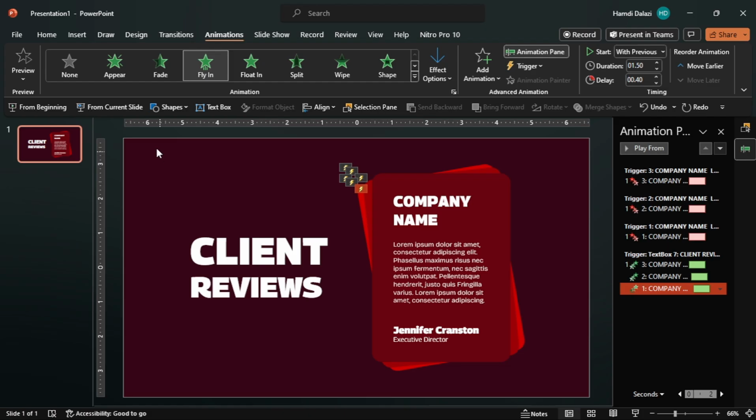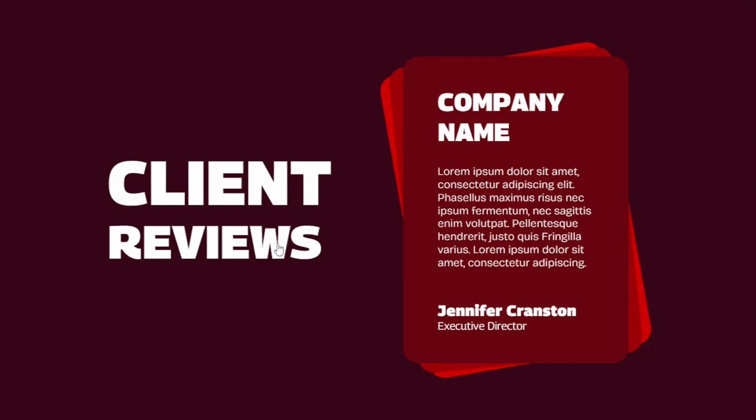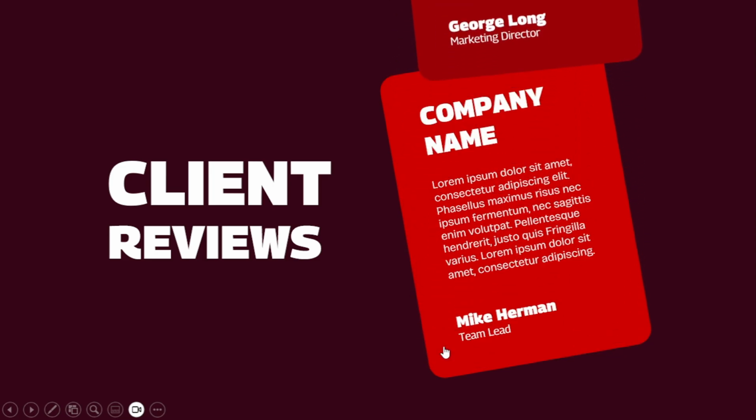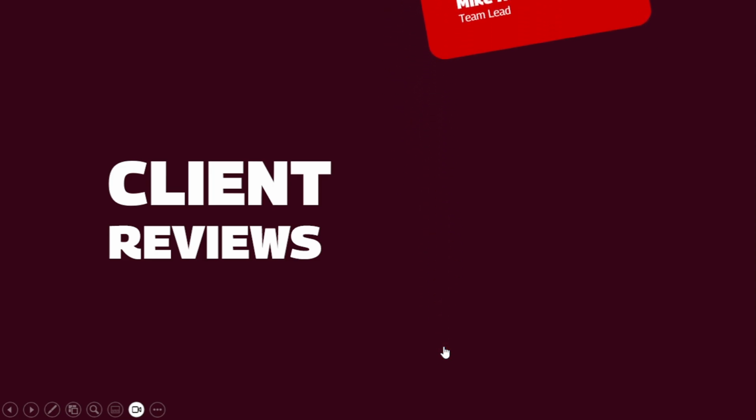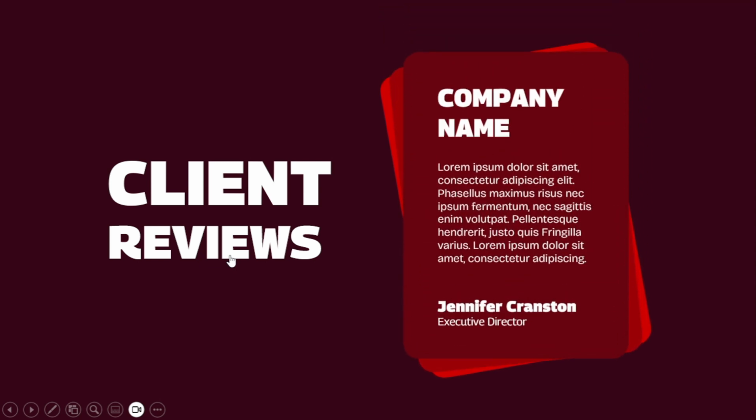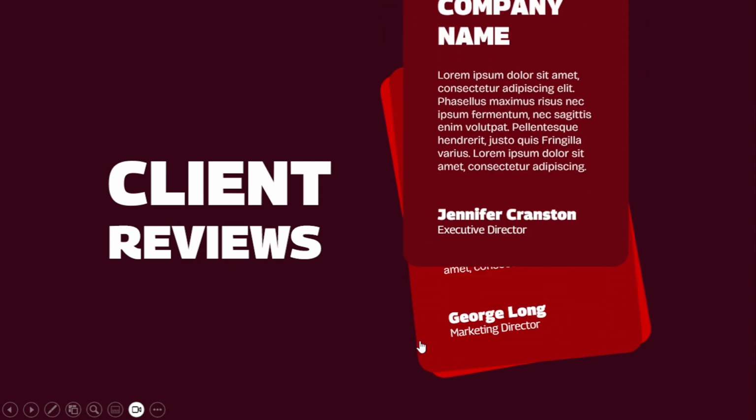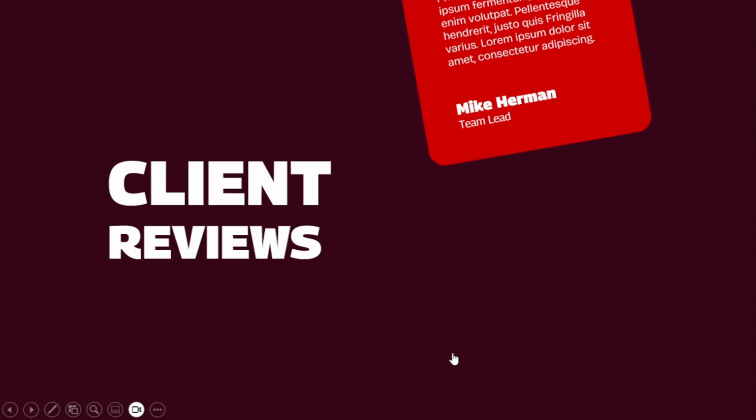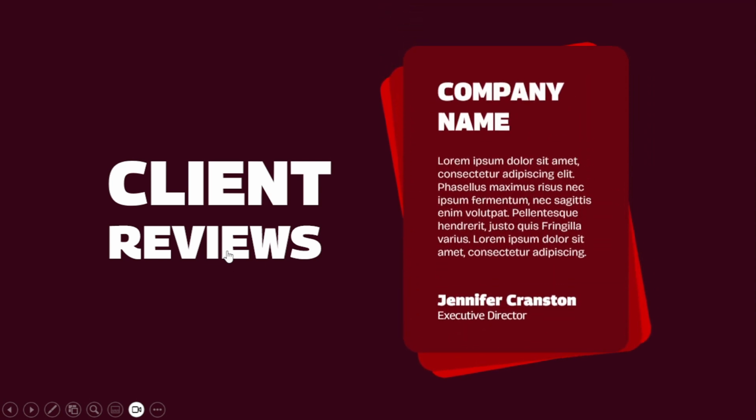Alright, let's give it a preview. So, click each rectangle to get the exit animations. Then click on the text box to get the entrance animations. With the help of animation triggers, we can loop these animations until the end of time. There you go! That's a creative way to make your presentations interactive in PowerPoint.